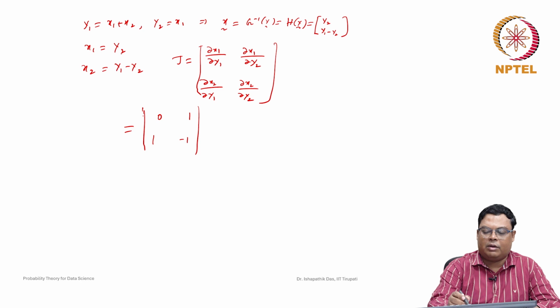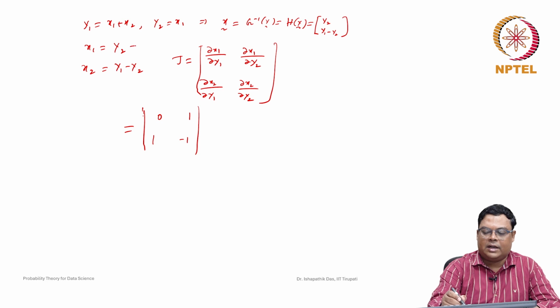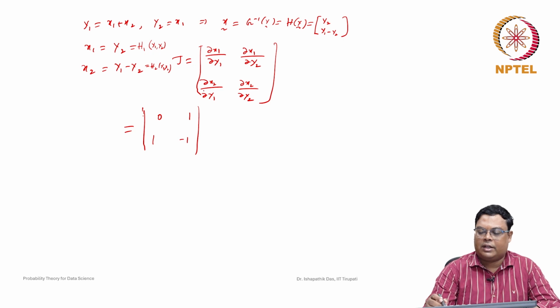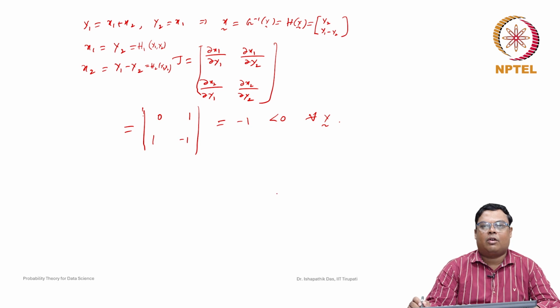Because x1 is a function of y2 only, written as component vector h1 of (y1, y2) and h2 of (y1, y2), the derivative of x1 with respect to y1 is 0. Now this determinant is minus 1, which is nonzero for all values of y. So it is satisfying the condition.